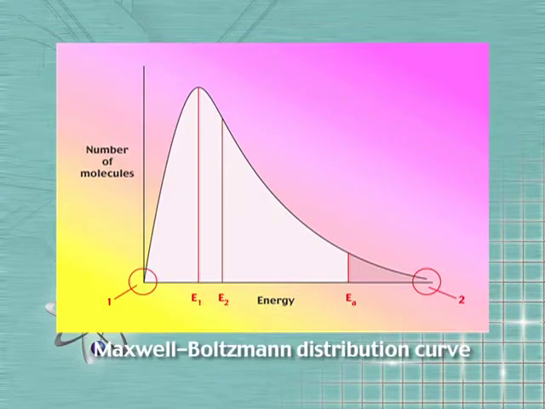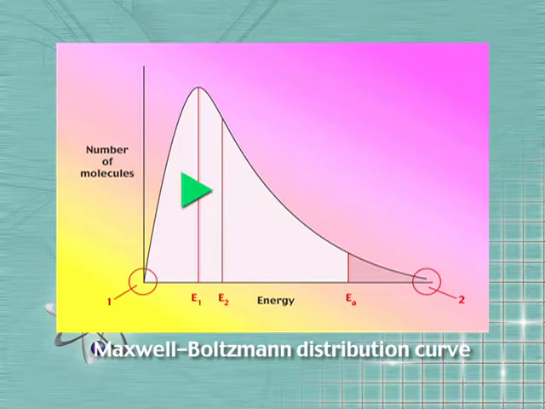Let's look at the curve in detail. Note that there are no molecules with zero energy. There is no maximum energy. Very few molecules have very high energy. The most probable energy a molecule has is E1. The average energy, E2, is to the right of the maximum energy, E1.